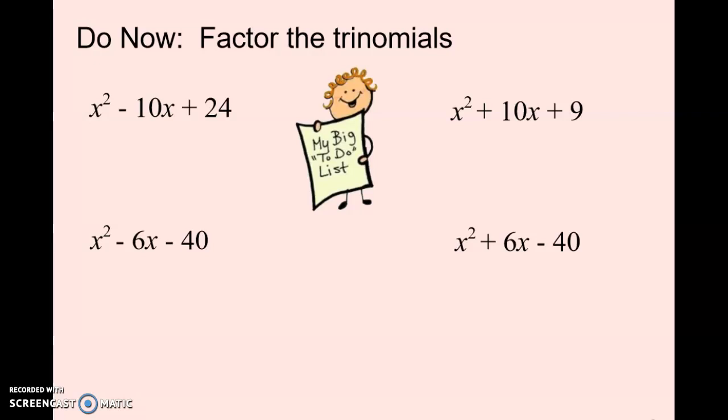Before we get started with today's lesson, I would like you to factor the following trinomials. X squared minus 10x plus 24. There's the answer. Now try x squared plus 10x plus 9. The next one is x squared minus 6x minus 40.